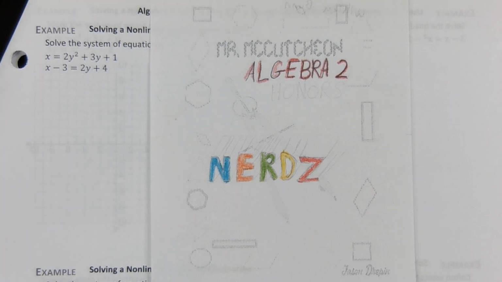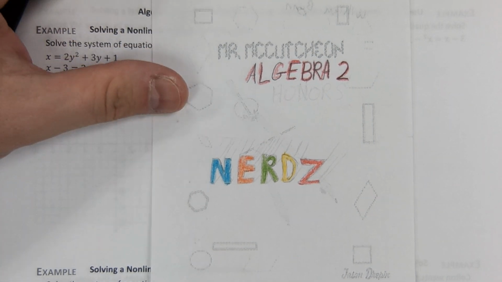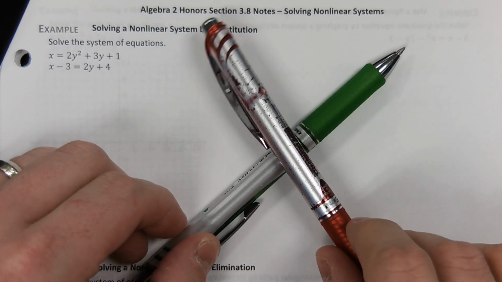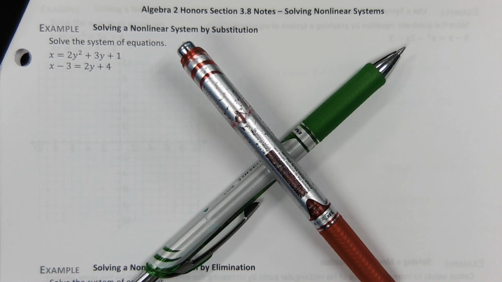Last section of chapter 3, section 3.8, solving nonlinear systems. So what is a system? We've already done solving systems of linear equations. That was, I think, chapter 1, maybe chapter 2. I can't remember, but it was where we were trying to figure out where two straight lines crossed each other, and we did that using substitution, elimination, and my least favorite, solving by graphing.